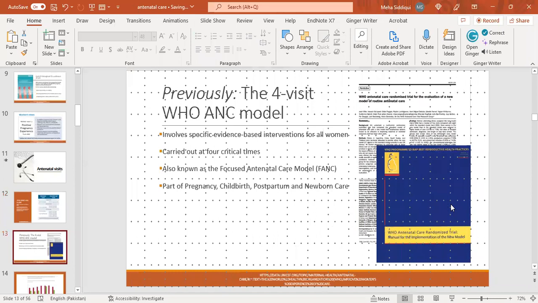Previously, as I've already told you, there was the 4-visit WHO ANC model. It involves specific evidence-based interventions for all women. It is carried out at 4 critical times, also known as the focused antenatal care model, and was a part of pregnancy, childbirth, postpartum, and newborn care.